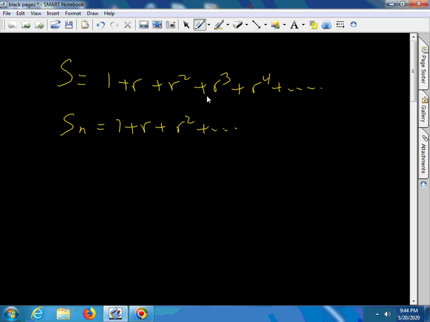We're going to look at a geometric series. Suppose that S is 1 plus R plus R squared plus R cubed plus R to the 4th forever and ever. Okay, so we want to find out what this equals, and while we're at it, let us find out the formula for the partial sum: 1 plus R plus R squared, let's just say up to R to the n.